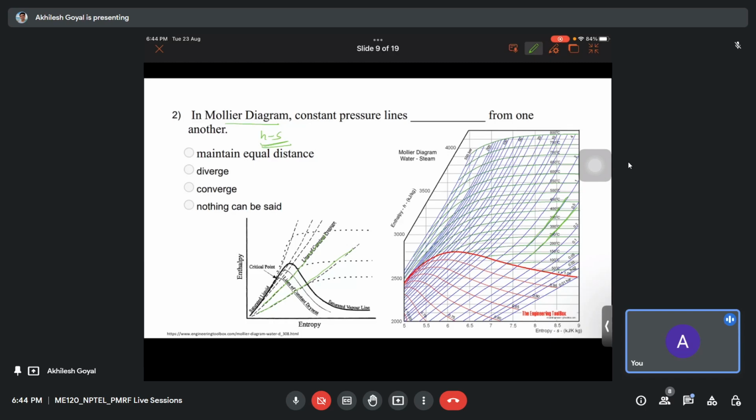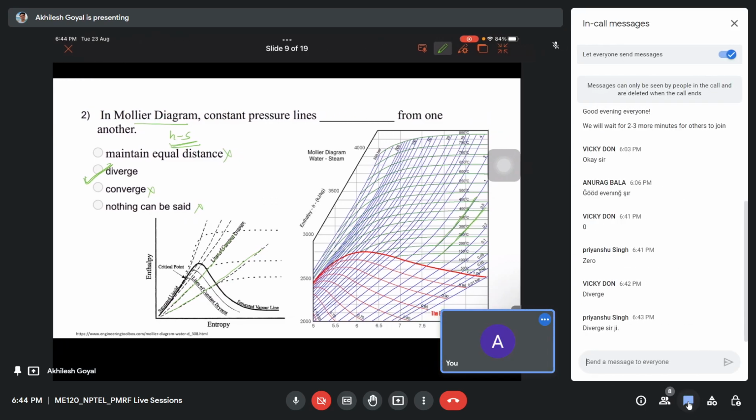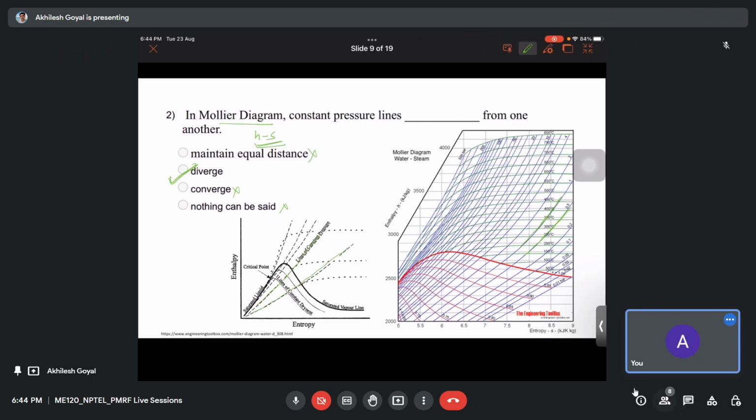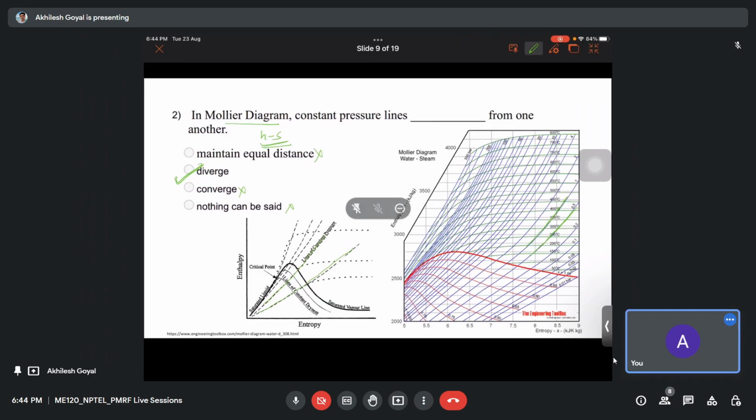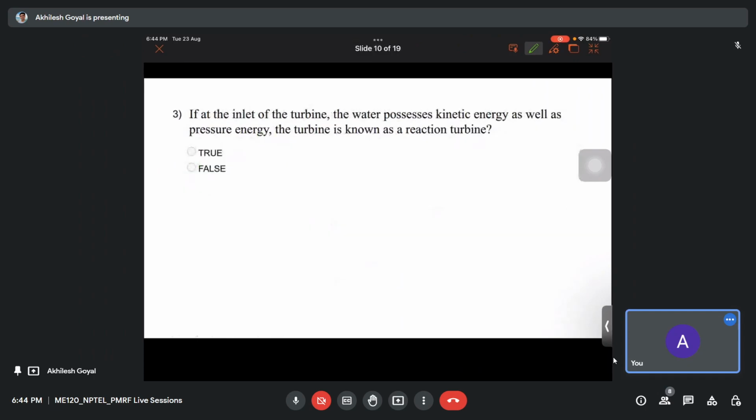So what is the answer? The first is wrong, third is wrong, fourth is wrong, and the second one is right. So these constant pressure lines diverge from each other in the Mollier diagram. Any doubt in this question? Okay, so now move to the third question.